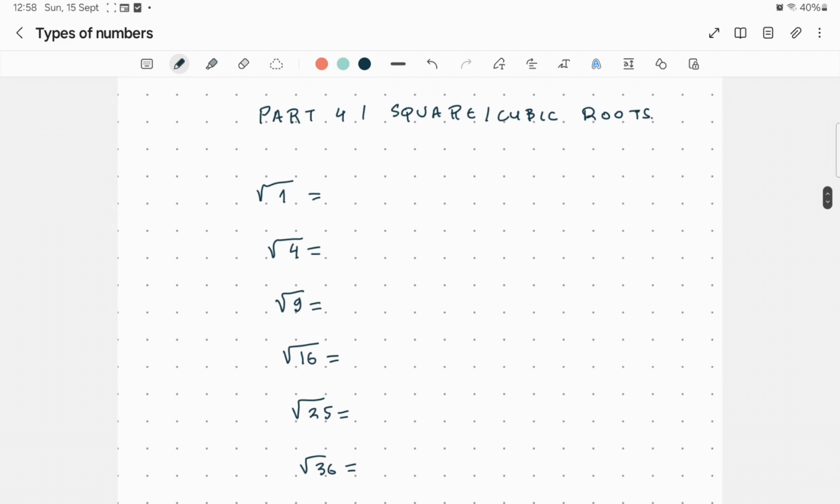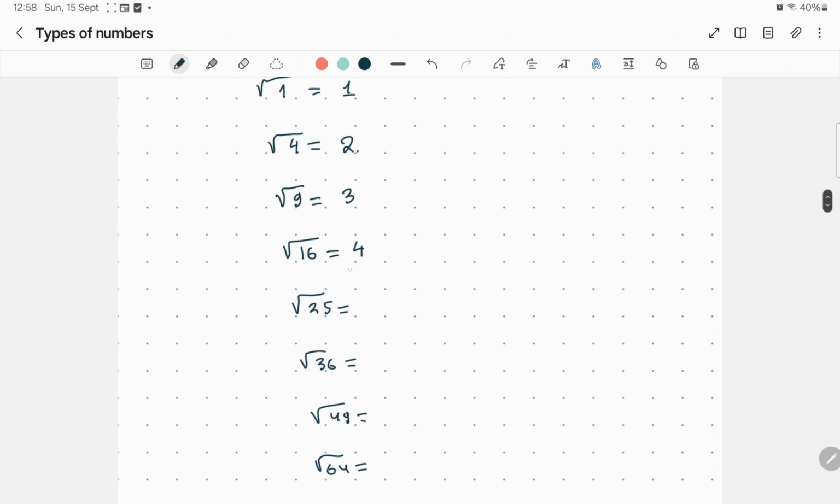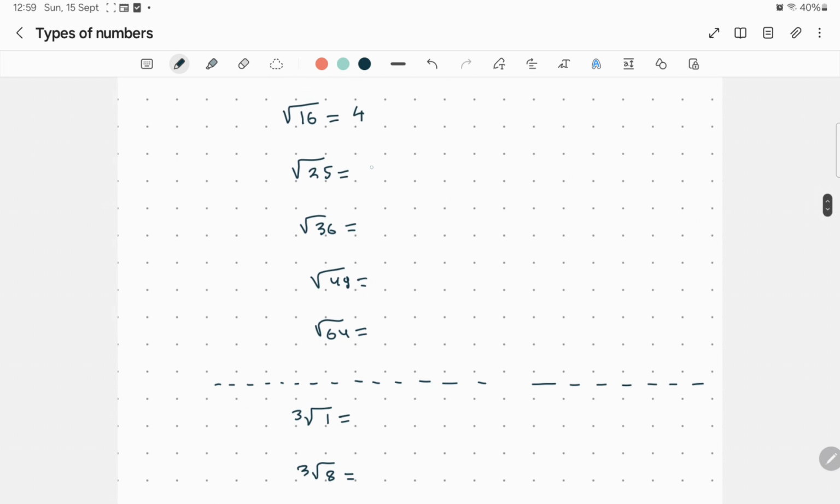Part 4, we want to calculate the square root of 1 is 1, the square root of 4 is 2, the square root of 9 is 3, because 3 times 3 gives me 9, the square root of 16 is 4, because 4 times 4 gives me 16, the square root of 25 is 5, because 5 squared gives me 25, this is 6, this is 7, and this is 8.